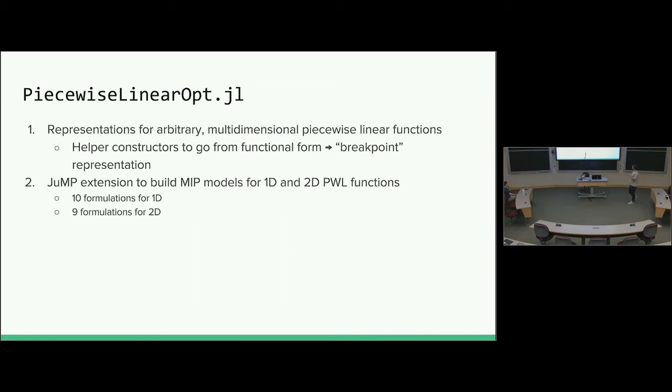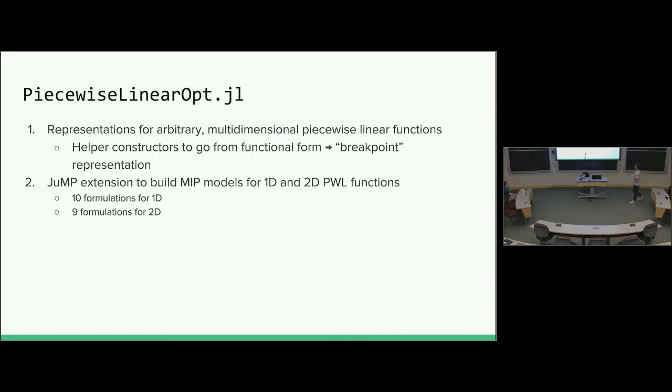A lot of the times when you're trying to model a piecewise linear function, you don't really have this breakpoint description, at least naturally, which is what the formulations typically want. You have something in terms of a functional form. If you want to approximate a nonlinear function, odds are you probably just have a description of the function in terms of x squared plus 3x to the 4th or whatever, right? What we have is a representation for these piecewise linear functions as well as some helper constructors to actually get you this breakpoint description.